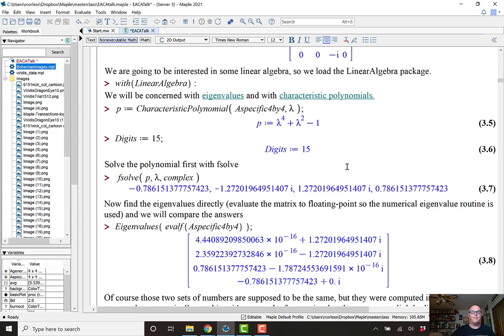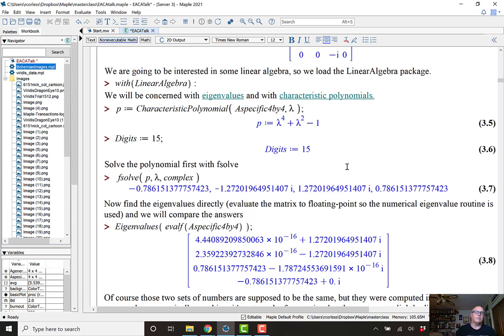Okay, let's find the characteristic polynomial of that specific 4x4 matrix with 1, 1, and I. And Maple says, sure, that characteristic polynomial is lambda to the 4th plus lambda squared minus 1. And if we want the eigenvalues, the traditional way is to solve the characteristic polynomial.